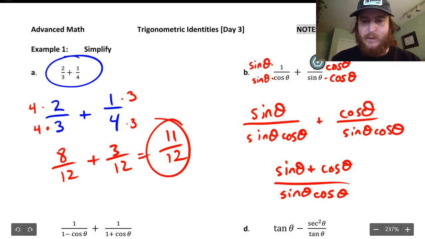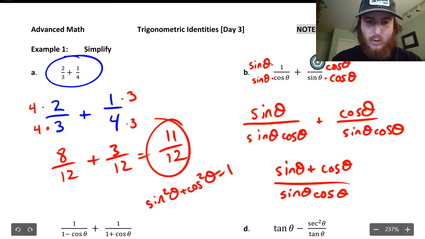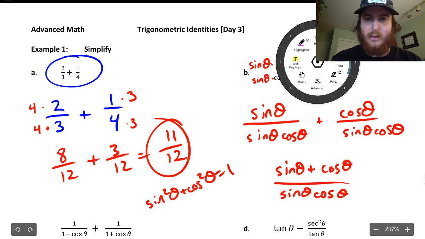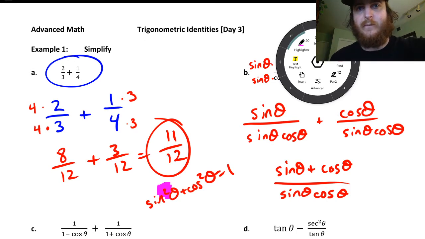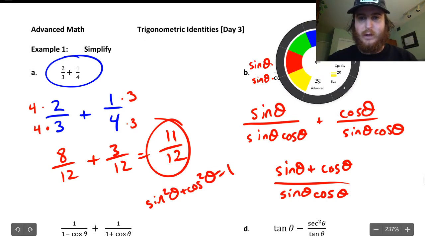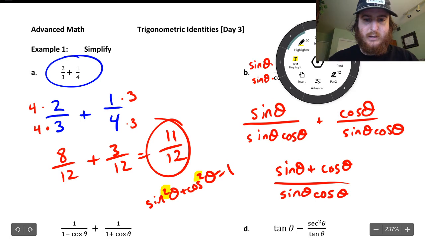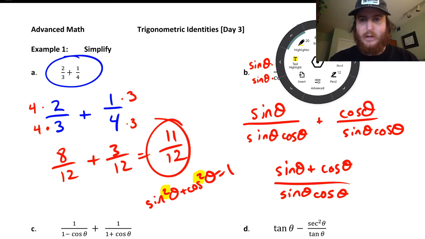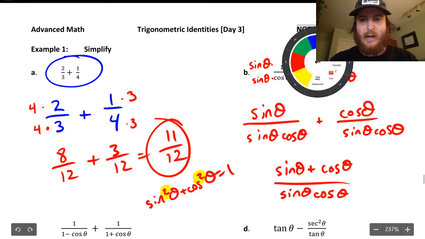Now, I want you to be very careful about this. This does not simplify any further. This numerator is not a trig identity, right? The trig identity is sine squared theta plus cosine squared theta equals 1. We need to have that squared in there. In this case, we don't have any squared, so we don't have a trig identity, okay? So because we're missing the squared, it's just sine theta plus cosine theta. That's okay.